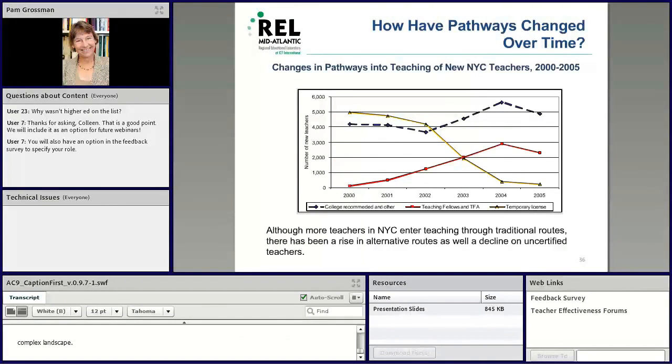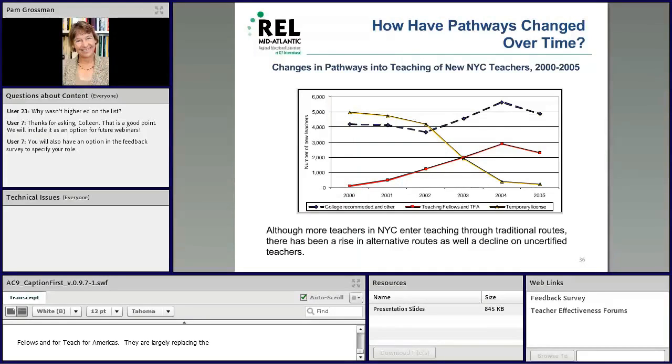So let's look at how pathways have changed over time. This looks at the period from 2000 to 2005. The yellow line represents the teachers who were teaching on temporary licenses, which means they were not certified. When the Highly Qualified Teacher Act passed, those teachers could no longer be teaching in classrooms. So you see the drop in teachers teaching with temporary licenses over that period, and you see the rise of the teachers in the red line who were coming through the New York City Teaching Fellows and through Teach for America. They're largely replacing the teachers who were teaching on temporary licenses.